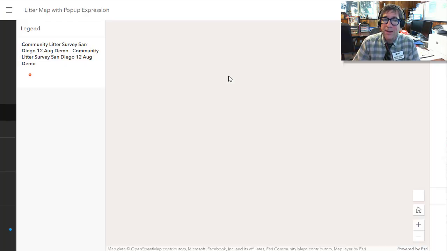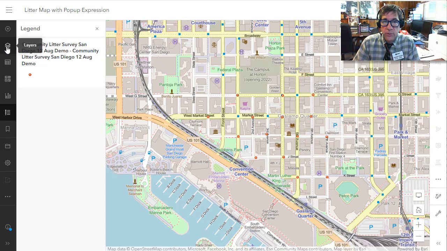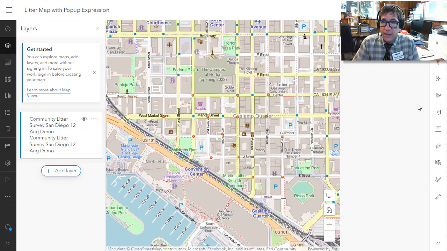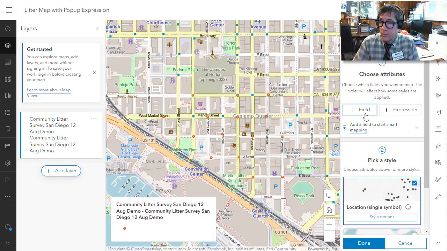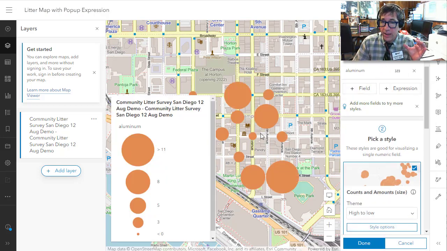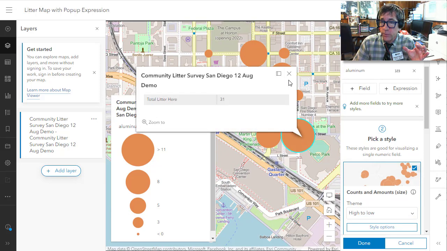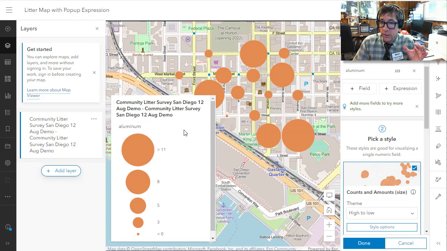Let's pop that out in a separate tab, shall we? Just so we have more real estate so you'll be able to see a little bit better what I'm doing. So, okay, once again, I've got some litter points in downtown San Diego that were collected out in the field, and I'm going to go ahead and say properties, styles, and this is using a geographic information system, and I'm going to map aluminum, and I'm going to add that, and now it's going to say, okay, here are the places, here in this place, you've got over 11 pieces of aluminum that were found. Total litter was 31 and over 11 for aluminum alone, okay?